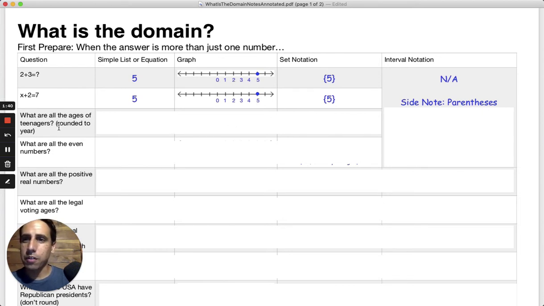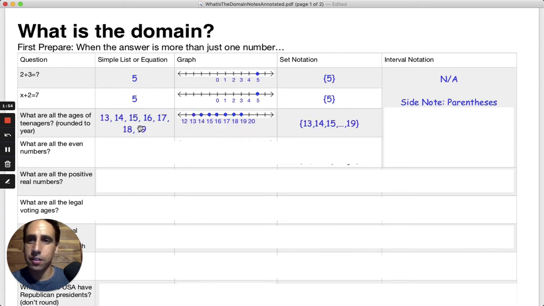Next question, what are all the ages of teenagers? This is actually, and we don't want to consider like 13 and a half or 15 and a half to be an answer. We just want to round to the nearest year. So there's actually a few answers to this. Collectively, all the ages would be all the numbers that have teen after it: 13, 14, 15, 16, 17, 18, and 19. There they are.